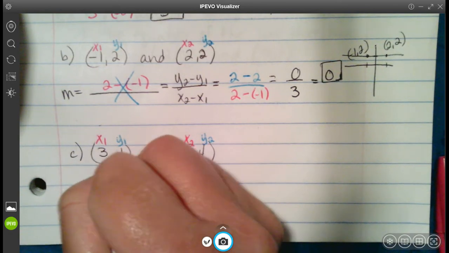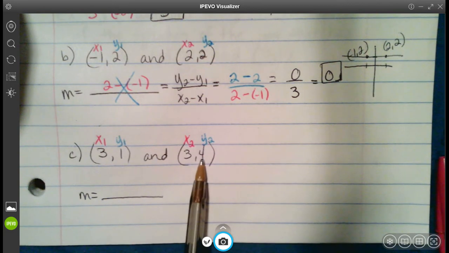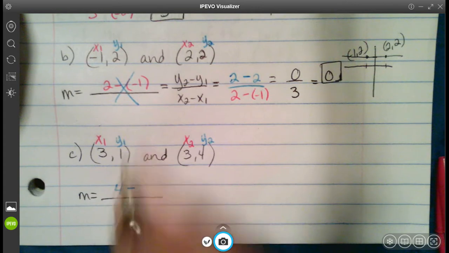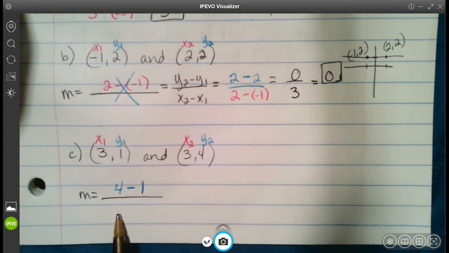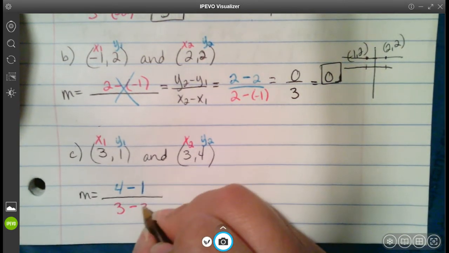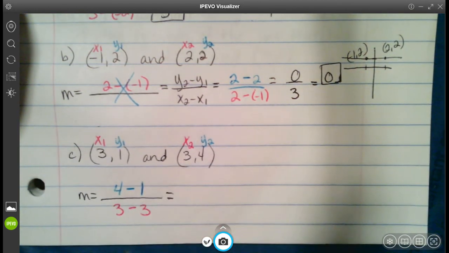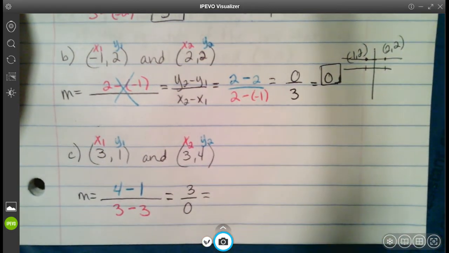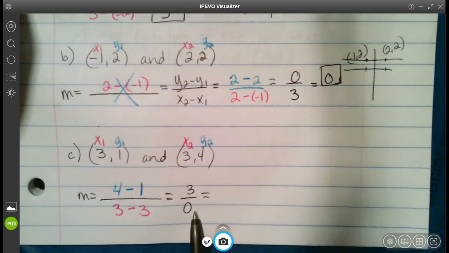M is defined as the change in y. So we would start with our y sub 2. So it's going to be 4 minus y sub 1, so 1, divided by the change in x. So 3 minus 3 in this case. 4 minus 1 is 3. 3 minus 3 is 0. So this one looks similar to letter B, except that the 0 is now on the bottom.